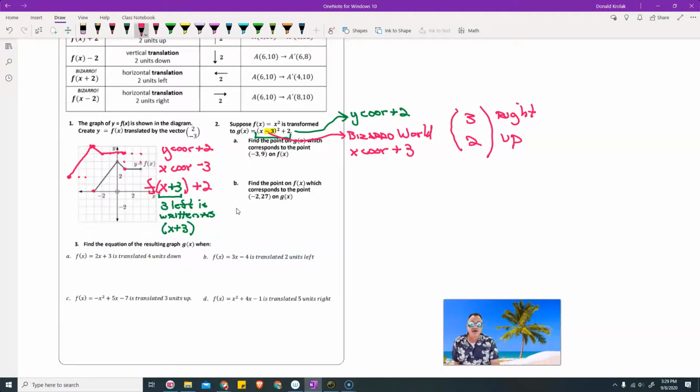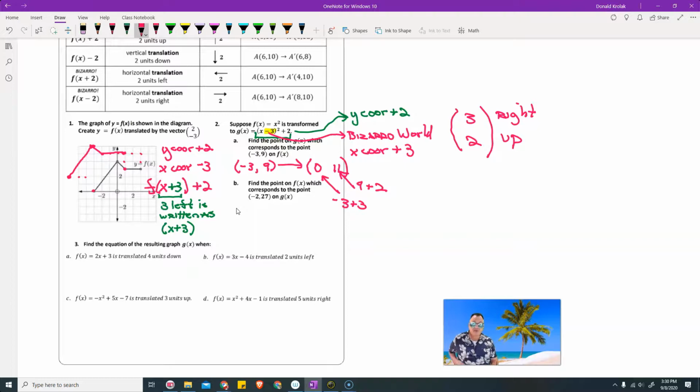All right, so if I had the point -3, 9, what would the image of that be on g? Well, I'm going to take my x coordinates and add 3. So that's going to be 0. I'm going to take my y coordinate and add 2, and that would be 11. So this was -3 plus 3, and that was 9 plus 2.